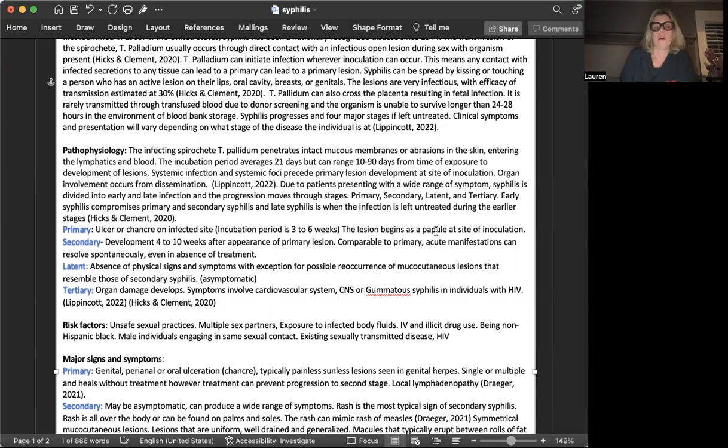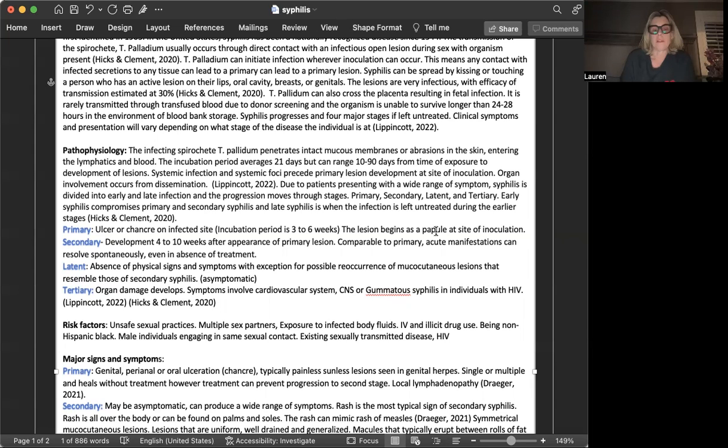Primary, the ulcer on the infected site: the incubation period is typically 3 to 6 weeks. The lesion begins as a papule at the site of inoculation. Secondary: the development is 4 to 10 weeks after appearance of the primary lesion. Comparable to primary, there are acute manifestations that can resolve spontaneously, even in the absence of treatment.